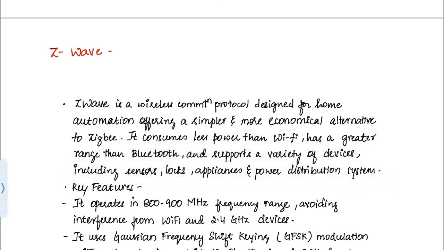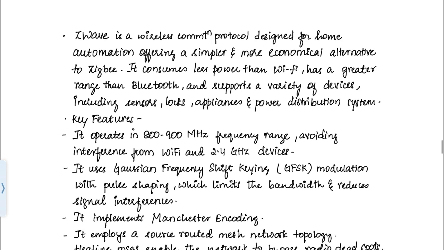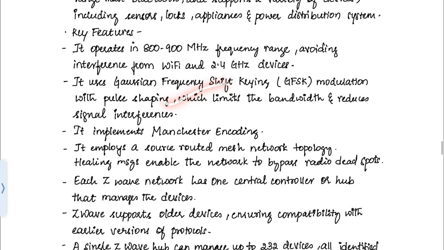So let's look into the key features of Z-Wave. First one we have is the frequency and modulation. It operates in the 800 to 900 megahertz frequency range. That is, it will avoid interference from Wi-Fi and other 2.4 gigahertz devices. 2.4 gigahertz frequency is seen in IEEE, the first technology which we have studied, right? Here it uses Gaussian frequency shift keying, GFSK modulation with pulse shaping, which limits the bandwidth and reduces the signal interference.